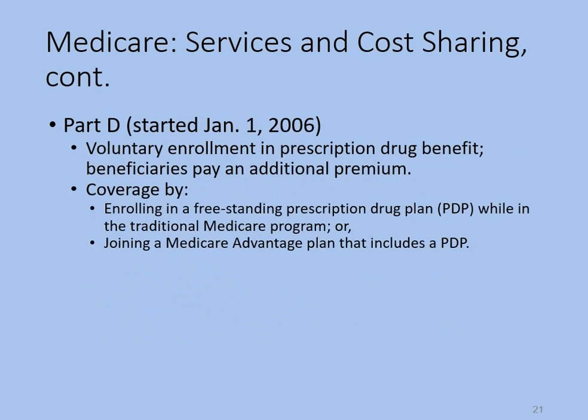Part D, which started back on January 1st, 2006, is a voluntary enrollment in the prescription drug benefit. Beneficiaries pay an additional premium. Coverage is by enrolling in a freestanding prescription drug plan while in the traditional Medicare program, or joining a Medicare Advantage plan that includes a PDP. So again, quite honestly, Part C and Part D are kind of intertwined. If you have a Medicare Advantage plan, you may have both Part C and Part D in it. But again, it depends on the Medicare Advantage plan. So like with veterans, with TRICARE for Life, that really is Part C and Part D. Like Humana or AARP.